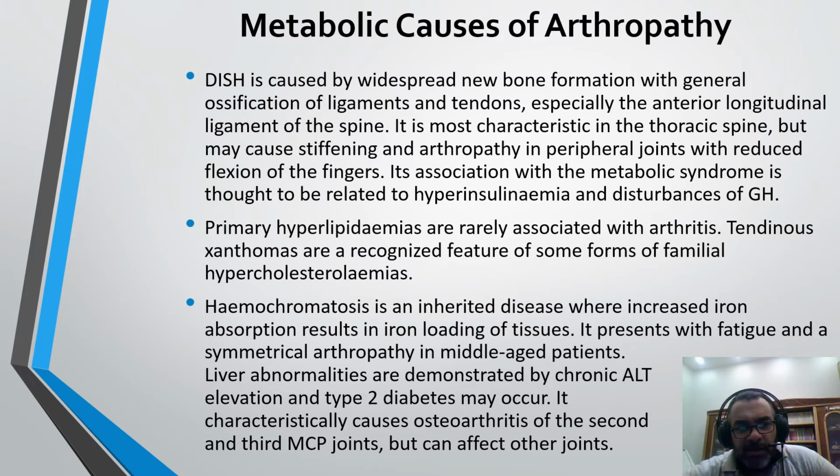Primary hyperlipidemias are rarely associated with arthritis. Tendinous xanthomas are a recognized feature of some forms of familial hypercholesterolemia. Hemochromatosis is an inherited disease where increased iron absorption results in iron loading of tissues. It presents with fatigue and asymmetrical arthropathy in middle-aged patients. Liver abnormalities are demonstrated by chronic ALT elevation, and type 2 diabetes may occur. It characteristically causes osteoarthritis of the second and third MCP joints, but can affect other joints.